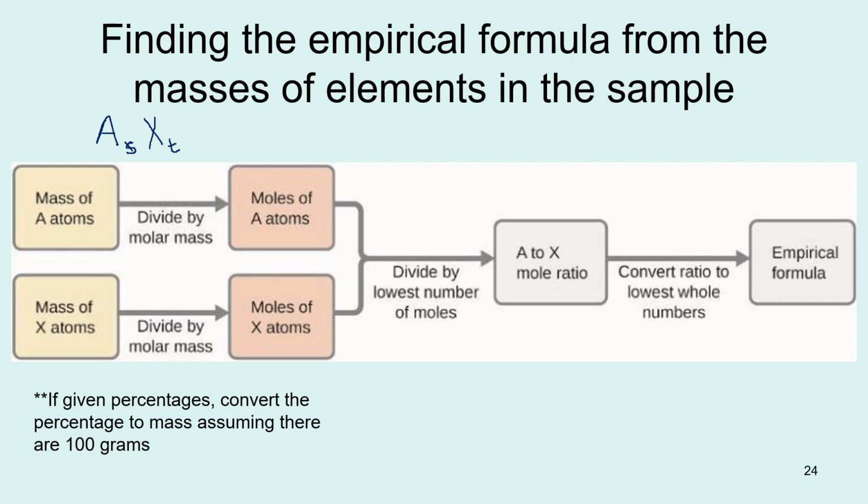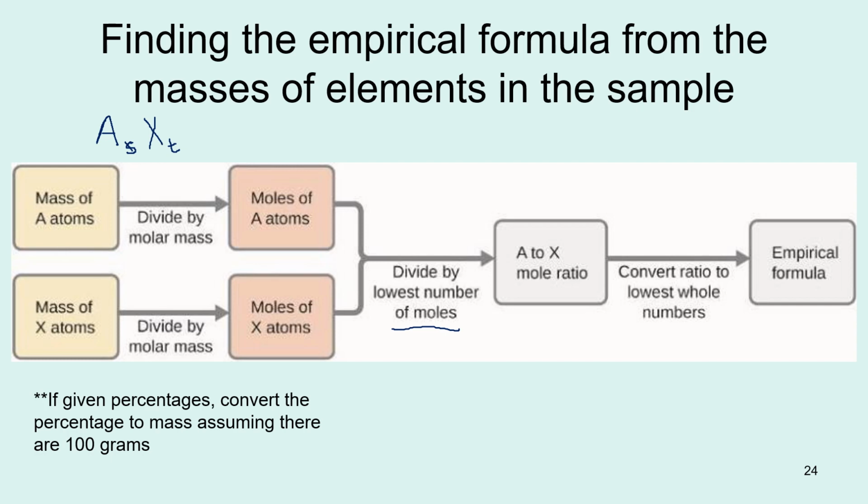in this formula. So if we take the mass of A, divide by the atomic weight of A, we get the moles of A. If we have the mass of X, we divide by the molar mass to get the moles of X. So now we have the mole ratio. The best way to find the whole number ratio is to divide by the lowest number. That gives us our mole ratio of A to X. If it's not whole numbers, you might have to multiply by a factor to get them to whole numbers. So convert this ratio to the lowest whole numbers, and that gives you your empirical formula.